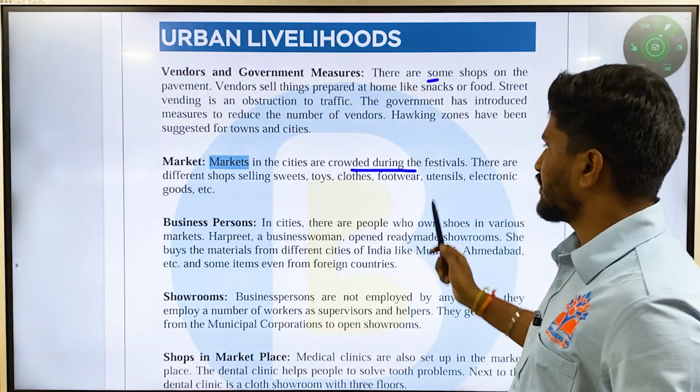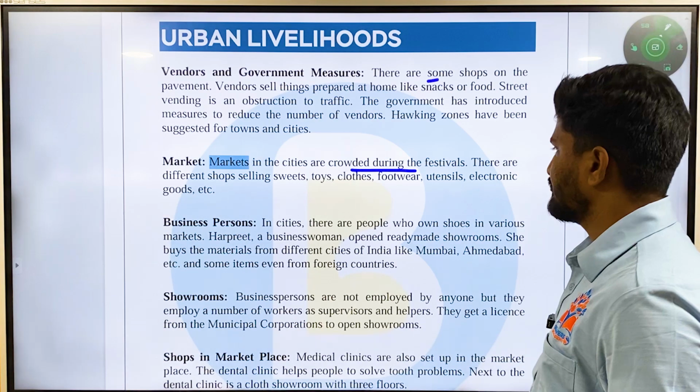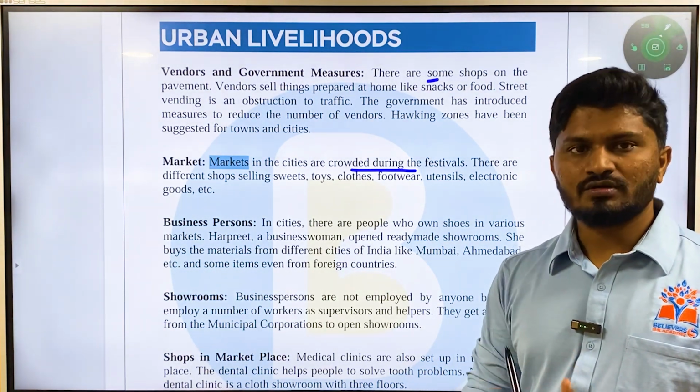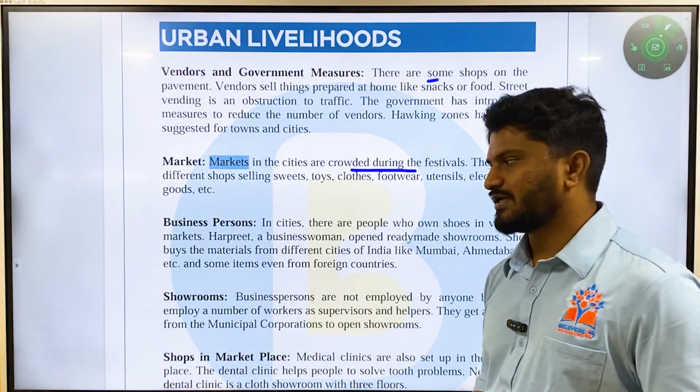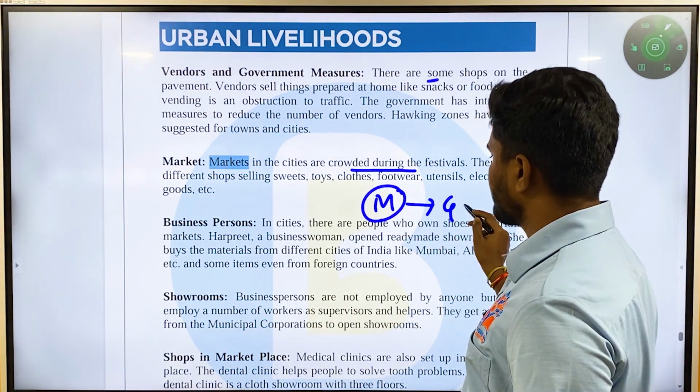Markets in the cities are crowded during the festivals. There are different shops for selling sweets, toys, clothes, footwear, utensils, etc. This market at the rural level is very small, whereas in urban areas this market is very big. So there are markets depending upon the goods which are sold there.